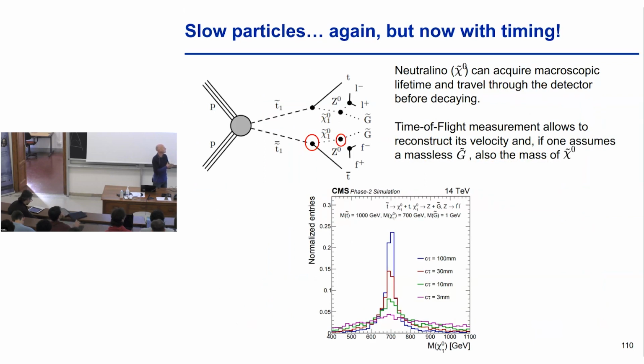And so by measuring the time of flight, with some assumptions, you can identify a particle, see if it flies with a speed slower than the speed of light. And with a little bit of assumption on the kinematics, in this specific case, you can also reconstruct the mass of that hypothetical particle. Here, the plot on the bottom shows, depending on the time of flight resolution you have, how well you reconstruct that mass. And this is something that CMS is expecting to be able to do at the high luminosity LHC, for instance, which is pretty nice.